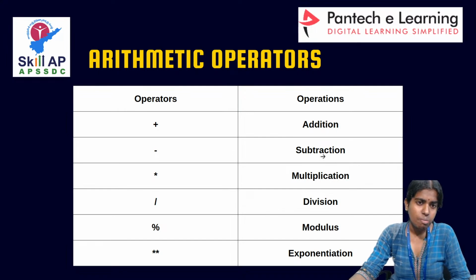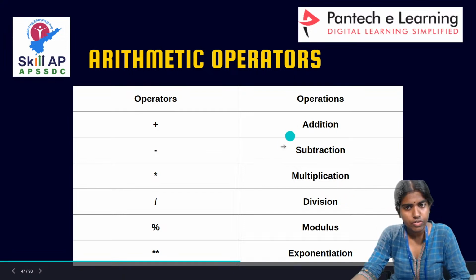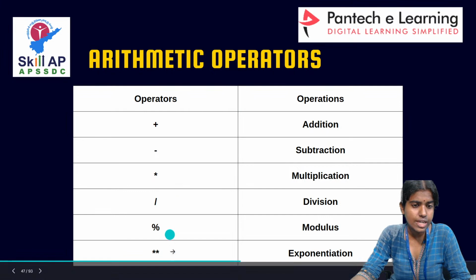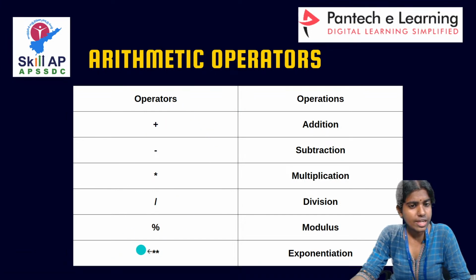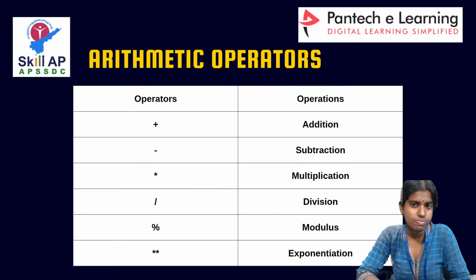Clear with this? For example, if I want to add two numbers, I can go for the addition operator. All these are the different types of operators and the corresponding operations. What operations can be performed using these operators? If I want to perform subtraction, I can go for the minus operator. Multiplication, division, modulus, exponentiation. Clear with this? All these are the different types of operators available in Python language.